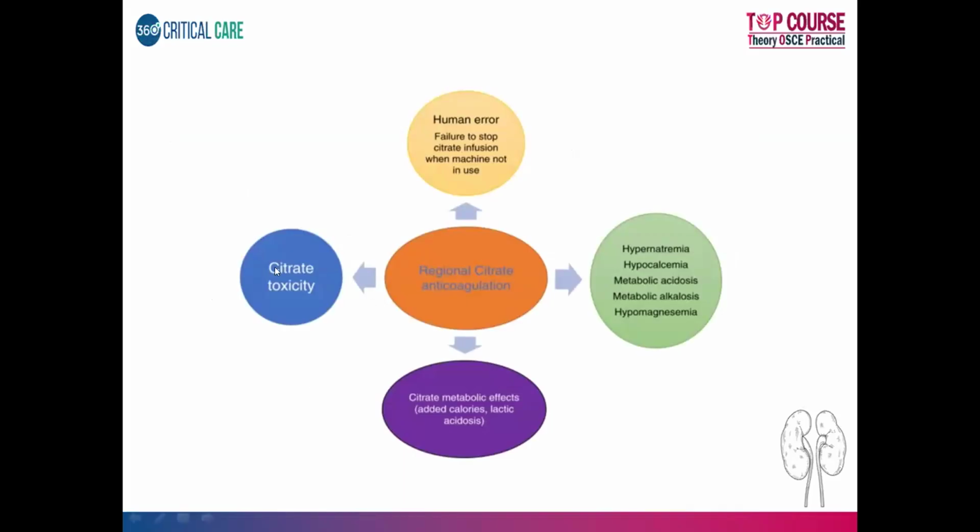So it may lead to citrate toxicity. It may lead to citrate metabolic effects like added calories and lactic acidosis. And most important, as I told, it generates sodium during the process, so it may lead to hypernatremia, and hypocalcemia because it chelates the calcium. Metabolic acidosis in case of severe citrate accumulation, citrate toxicity; you will have metabolic alkalosis. And since it chelates some of the magnesium, it may lead to hypomagnesemia. So if you draw this as the complications of citrate, then you will get good marks in your exam.